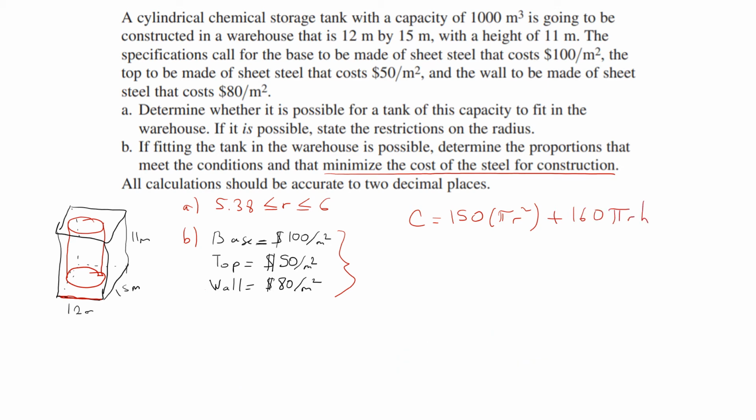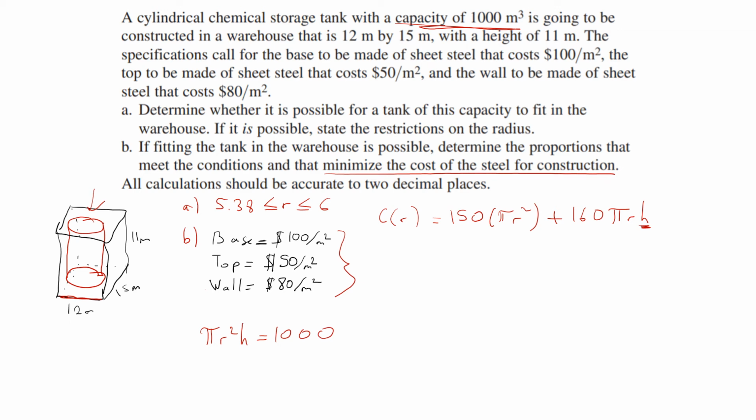Now, because I want this in terms of r, this function over here is technically cost in terms of r, right? But I have h value over here. I can actually replace this h value by what it's given to me. I know the volume of the tank is pi r squared h, right? It's represented by this. And I know the capacity of it is 1000 meter cube. So I can actually equal this to 1000 and find h from here.